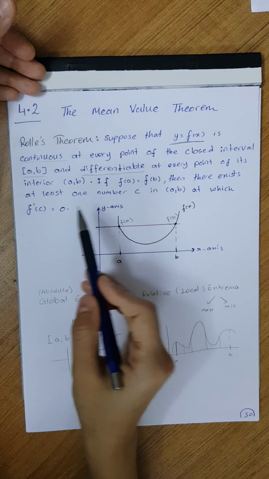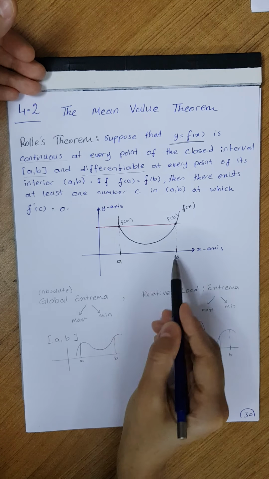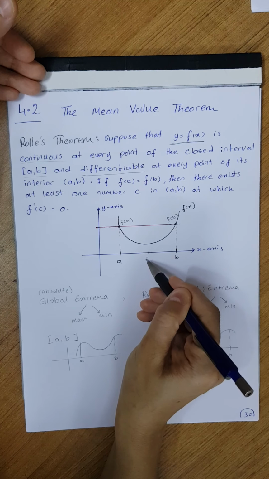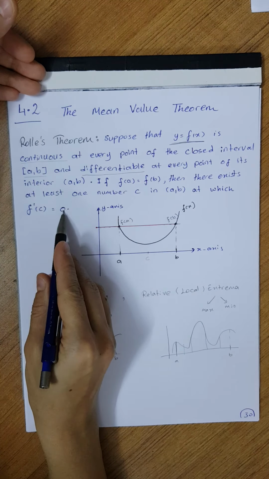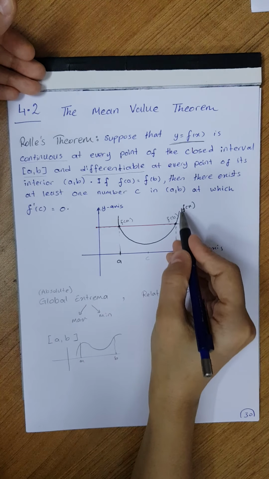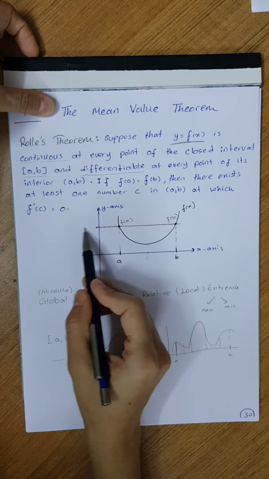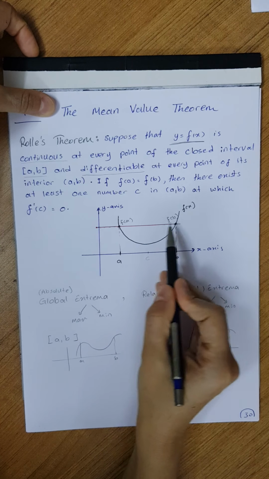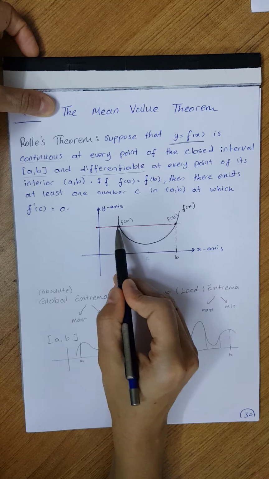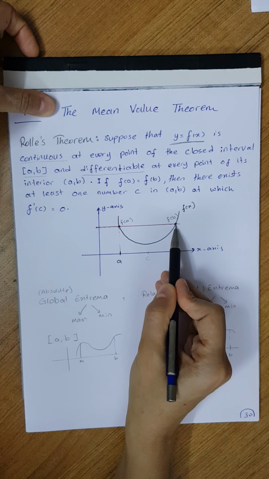Then I can definitely find at least one number c in (a, b), that means in that interval, where if I put that number c into the first derivative of the function, I will get 0. What does that mean? If I have a function that is continuous and differentiable on the given interval, and I draw a horizontal line that intersects the graph of the function at two different points, that means those two values are equal to each other.